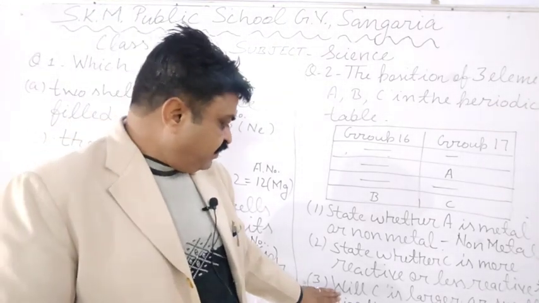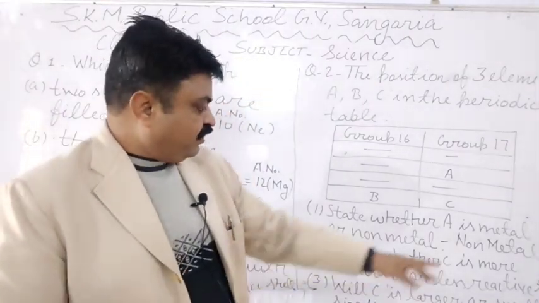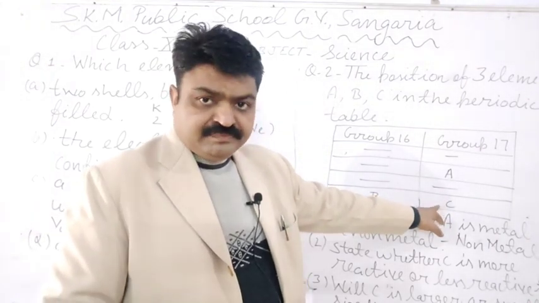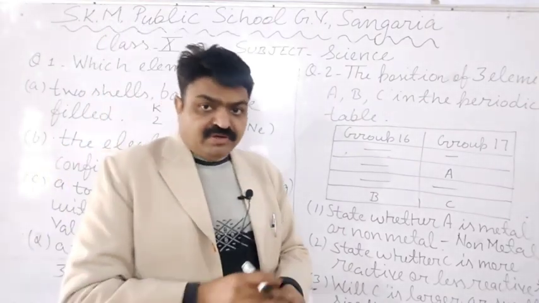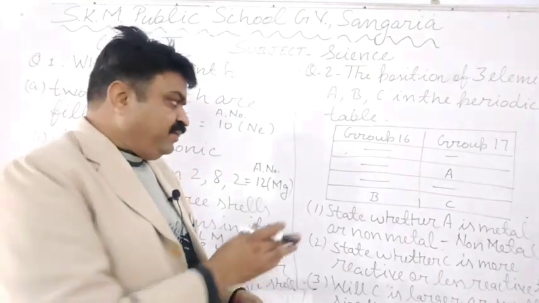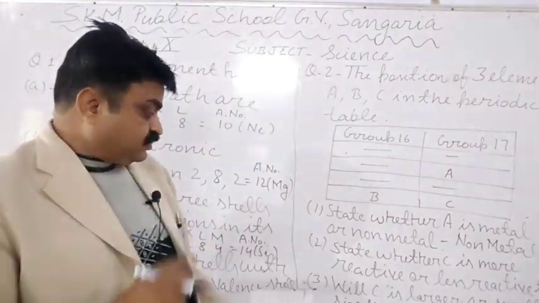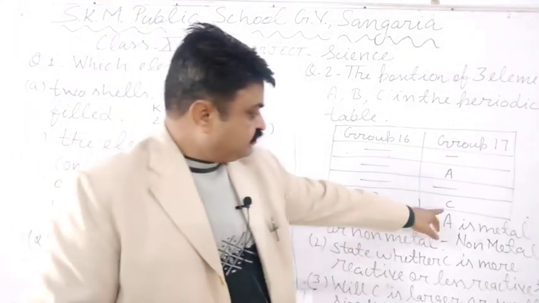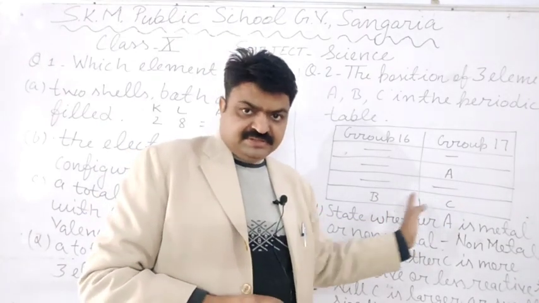Next is: is C larger or smaller in size than B? Now here we will do the comparison. C is coming in group 17, and B is coming in group 16. So when we move from left to right, what happens, student? What answer will you write? C has the smaller size. B and C come in the same period.